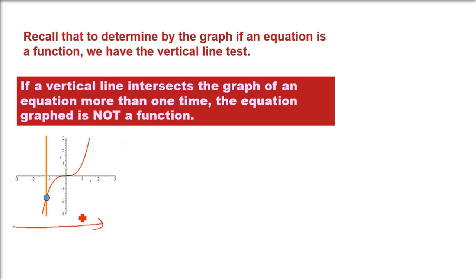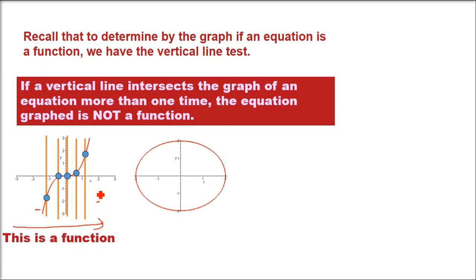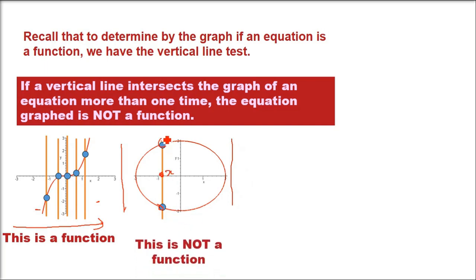We pass a vertical line horizontally throughout the graph and see the number of intersections. If the intersection is only at one point, then this is a function. This is a function, no problem with that. But if the vertical line is passed horizontally through a figure or a graph, and it is intersecting multiple times, more than one time, that is not a function.